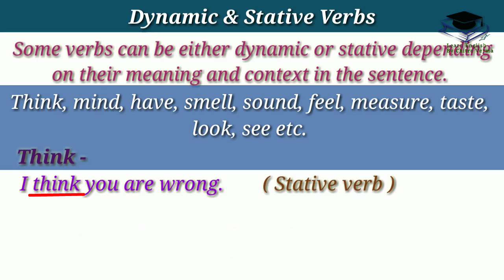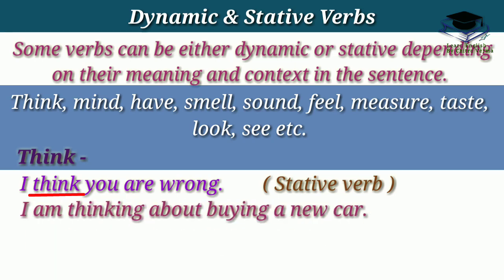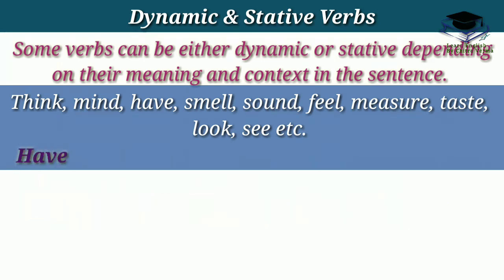Now come to the next example. I am thinking about buying a new car. Here the verb thinking is describing a process or an action. So it is a dynamic verb, and in this case it can be used in progressive form. Now let us take the next verb, have.